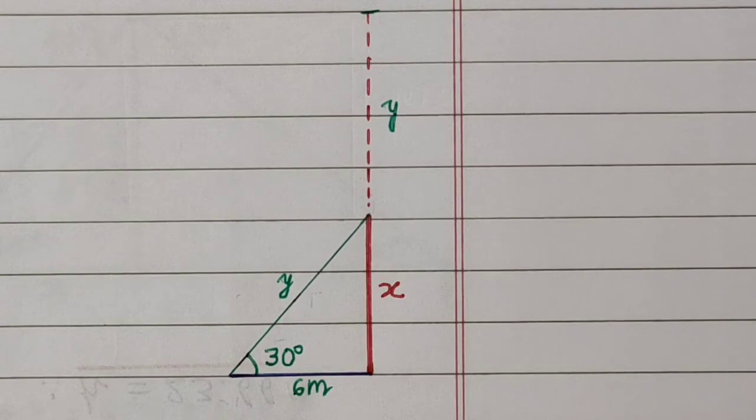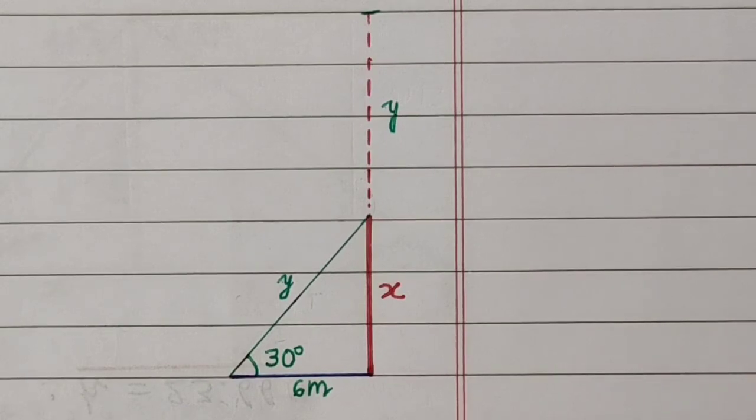The upper part of a tree, broken by the wind, falls to the ground without being detached. The top of the broken part touches the ground at an angle of 30 degrees at a point 6 meters from the foot of the tree. Calculate the height at which the tree is broken and the original height of the tree.